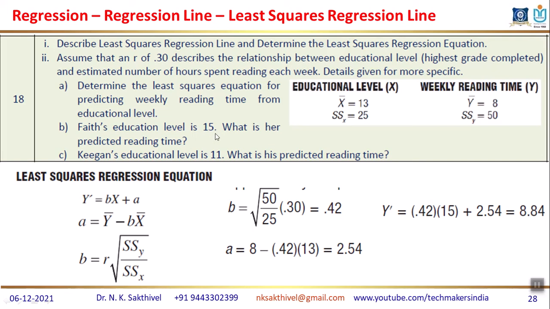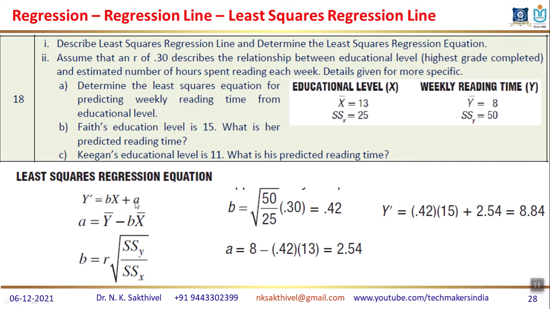So, education level given is 15, and from that we predict the reading time. I wanted to find the reading time. It is very simple, because x is the independent variable. The education level is given, that is education level 15. 15 means the x value is given, and the predicted reading time is being asked. That means they are asking for the y value.